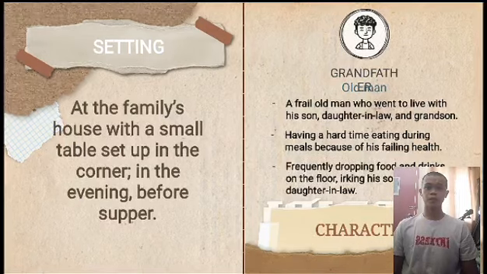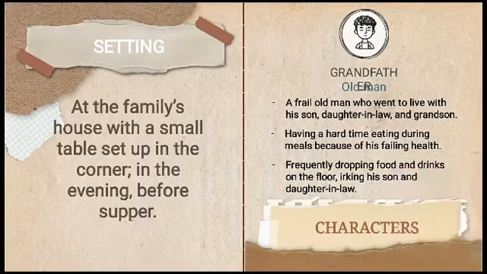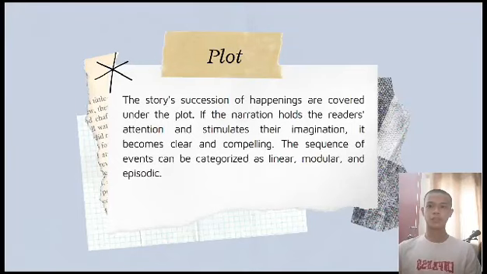Setting: at the family's house with a small table set up in the corner in the evening before the supper. Plot: the story's succession of happenings are covered under the plot. If the narration holds the reader's attention and stimulates their imagination, it becomes clear and compelling. The sequence of events can be categorized as linear, modular, and episodic.